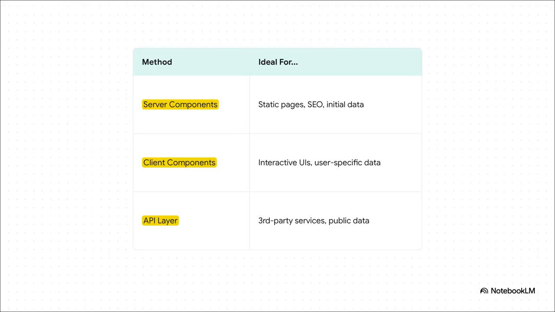Think of this matrix as your ultimate cheat sheet. Seriously. Need a static marketing page with great SEO? That's a server component, no question. Building a super interactive dashboard with lots of user-specific data? That's a job for a client component. Need to securely hit a third-party service? An API route handler is going to be your best friend. This chart will guide you to the right tool for the job every single time.